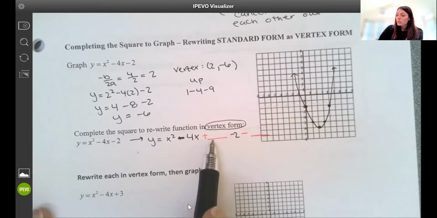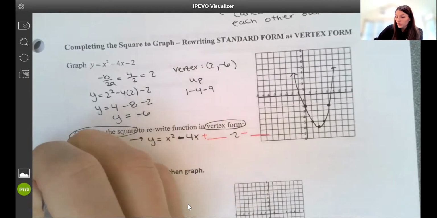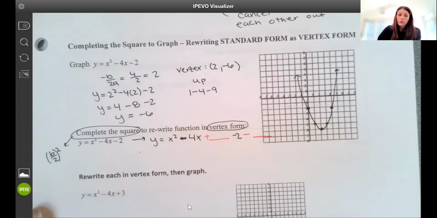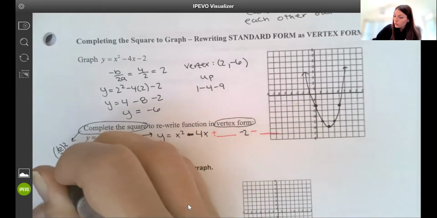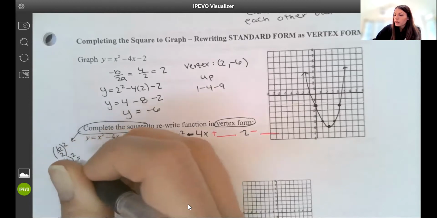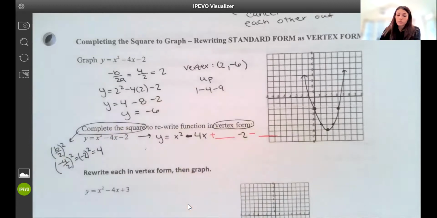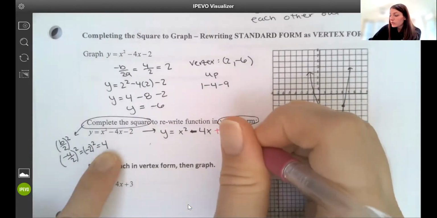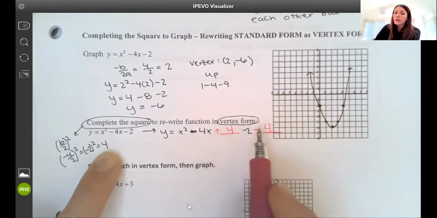So in order to complete the square, we know that we take our b value, divide it in half, and square it. So my b value here is negative 4, divided in half gives me negative 2, squared gives me 4. So the value that I'm going to add in is 4, and I'll make sure to also subtract 4. So I've really added 0.